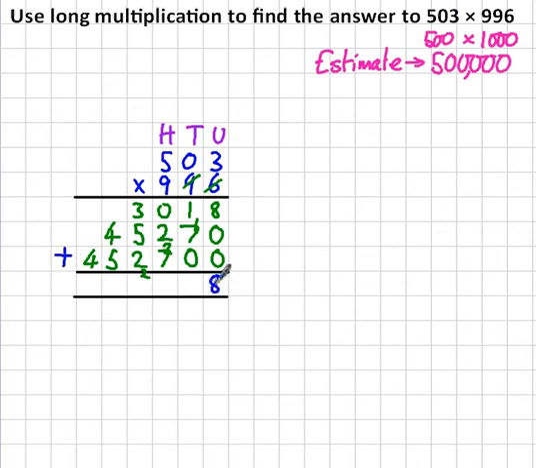8 plus 0 is 8, 1 plus 7 plus 0 is 8 as well. 0 plus 2 plus 7 is 9, 3 plus 5 plus 2 is 10, 4 plus 5 plus 1 is also 10, and then 1 plus 4 is 5. So that comes out as 500,988, not too distant from our estimate of 500,000.